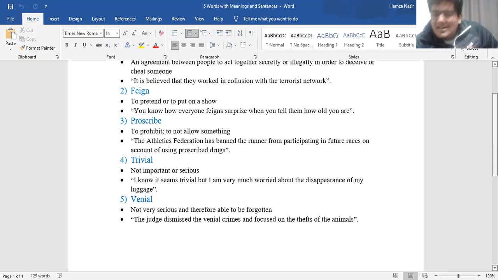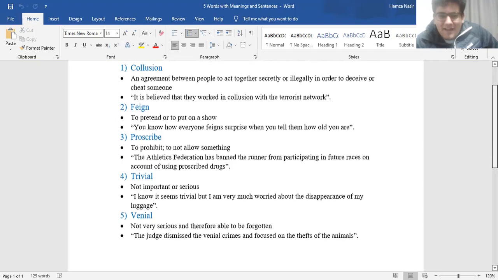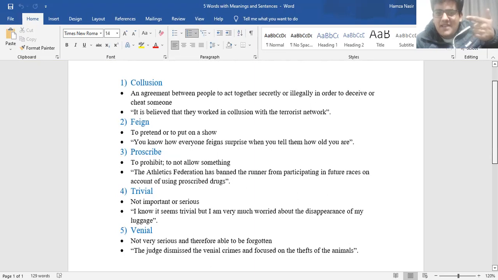Okay? A sentence on this could be, the judge dismissed the venial crimes, as in he did not take those crimes into account which he thought did not have a very strong magnitude. Those crimes that he thought were not very serious. Okay, so he dismissed them. The judge dismissed the venial crimes and focused on the thefts of the animals. Okay, so these are the 5 words for today: collusion, feign, proscribe, trivial, as well as venial.